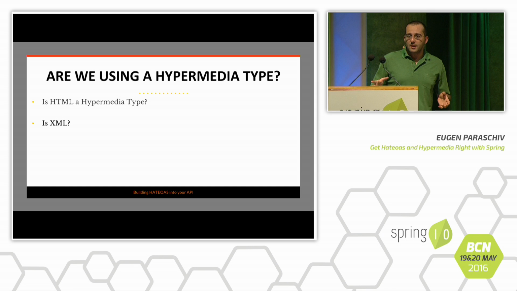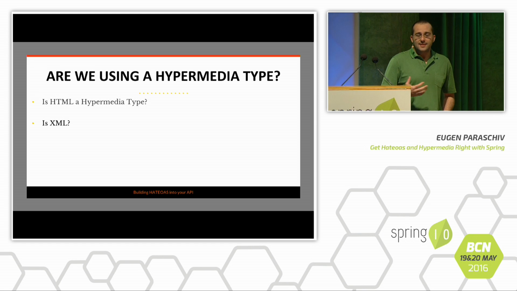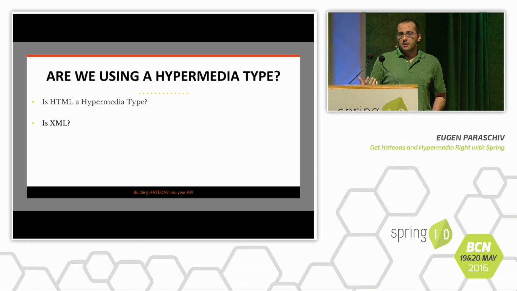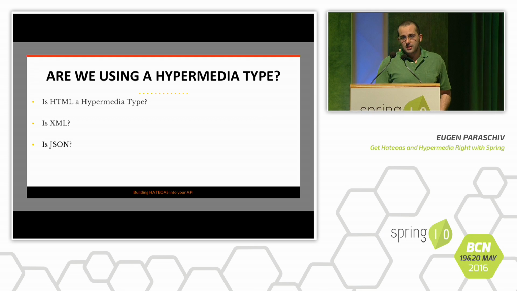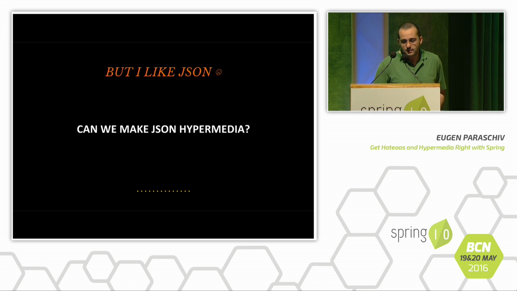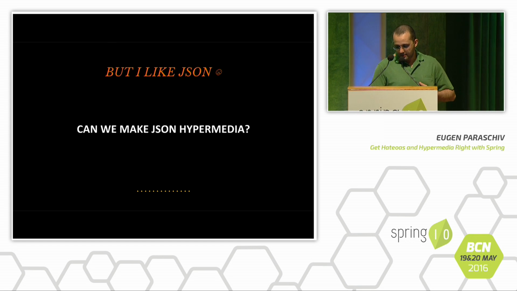Now, is XML a hypermedia type? It's not. It doesn't have any native hyperlinking support. It doesn't have any concept of a link. So XML is not. Unfortunately, neither is JSON. JSON has no concept of a link, not by itself. So that's a big problem, because most APIs will give you back XML or JSON. So can we make JSON hypermedia? That's the question.